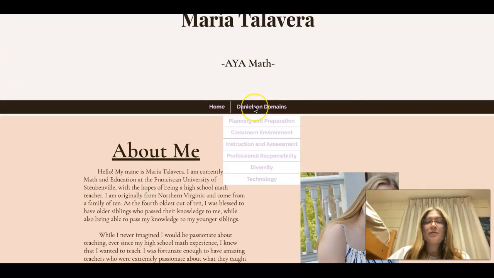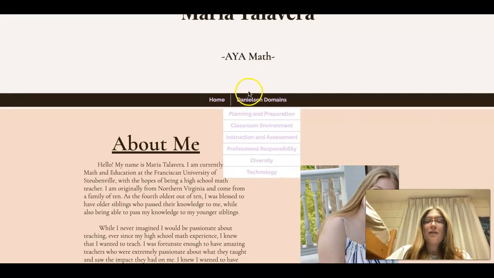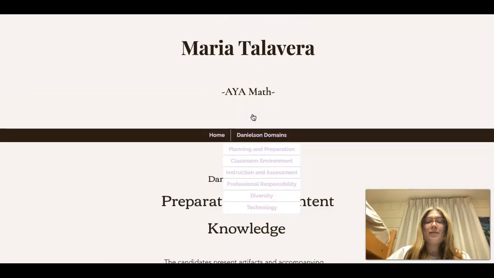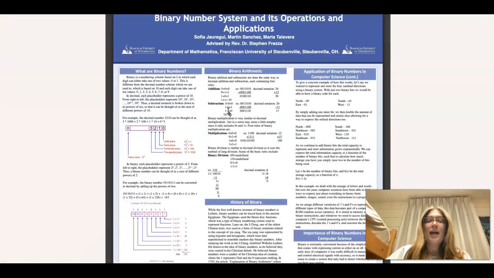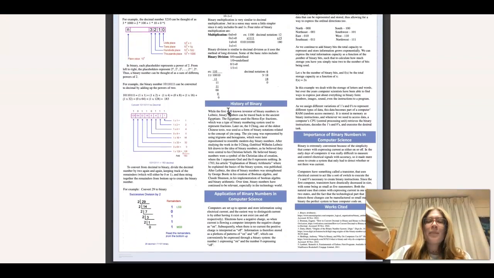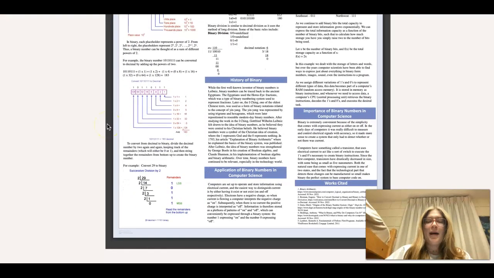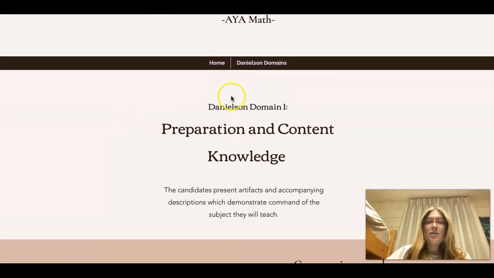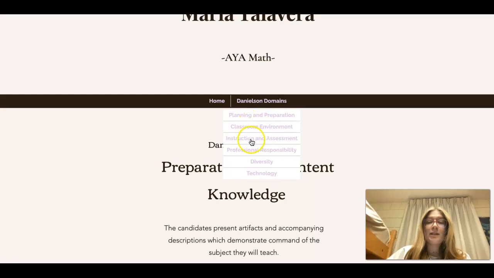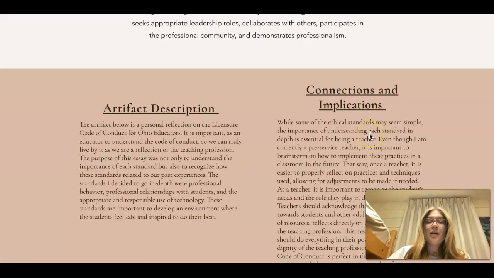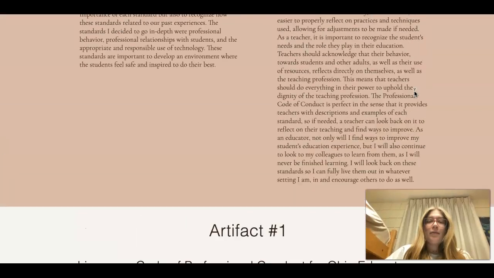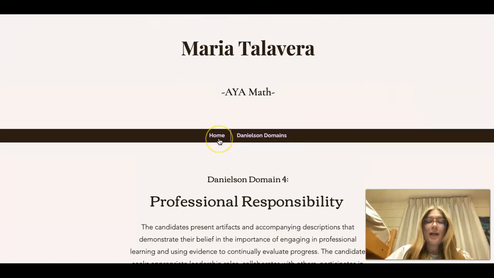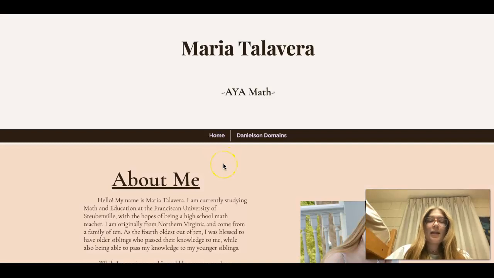And then here we have little subpages of all the Danielson domains. For example, we have planning and preparation, we have the artifact description, connections, and then here we have the artifact, which is a little project I did in one of my math classes. And then just here we have all the different ones, professional responsibility, the Ohio licensure code.